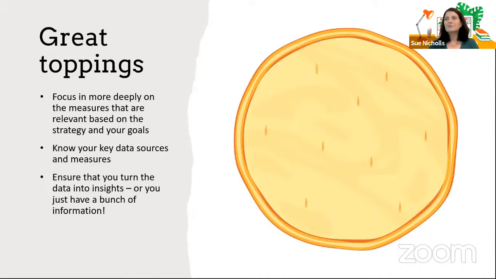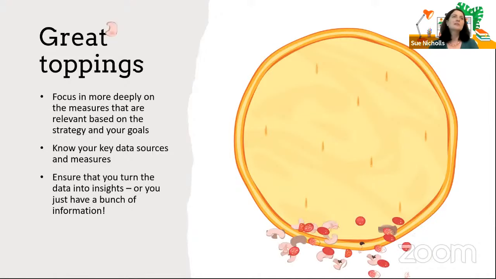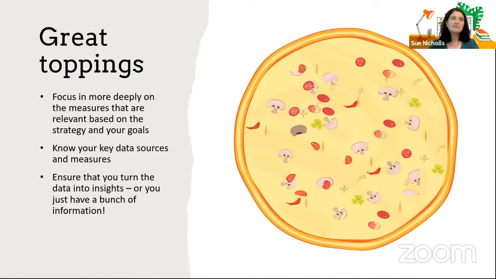So now we have some great toppings to go on the pizza. More focus on the measures that are relevant based on your strategy and your goals, knowing your key data sources. Make sure you understand them, and make sure you're not just using point of sale data or syndicated POS data. You want to make sure that you have a really robust set of data to be looking at and understanding the business.